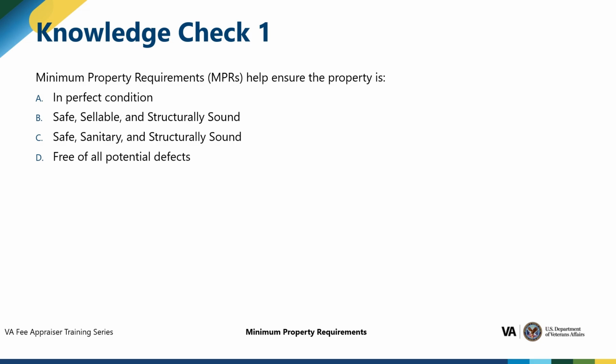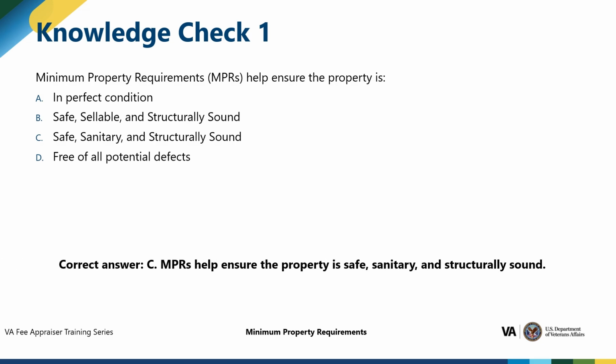Knowledge check 1. Minimum property requirements, MPRs, help ensure the property is A. In perfect condition. B. Safe, sellable, and structurally sound. C. Safe, sanitary, and structurally sound. D. Free of all potential defects. The correct answer is C. MPRs help ensure the property is safe, sanitary, and structurally sound.